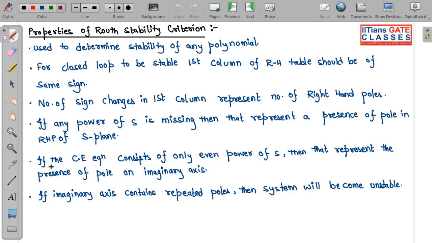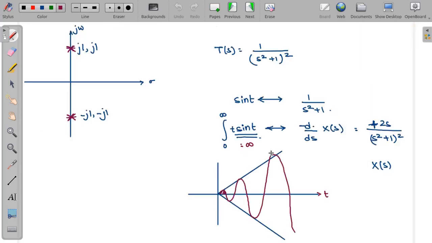So next what we have written: if the characteristic equation consists only of even powers of s, then that represents the presence of poles on the imaginary axis. So suppose we have a characteristic equation that looks like this, s square plus 1 equal to 0. You can see s will be equal to plus minus j.